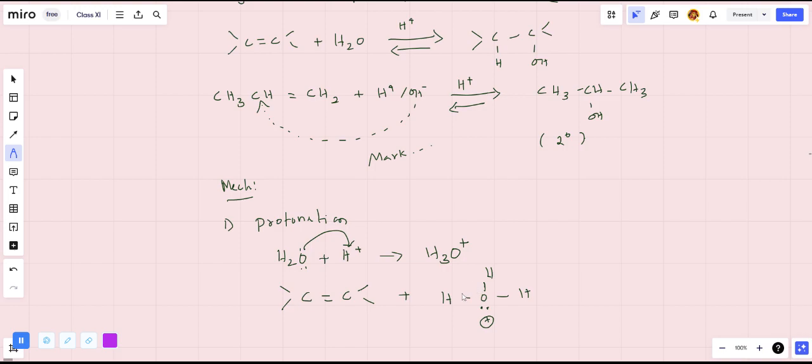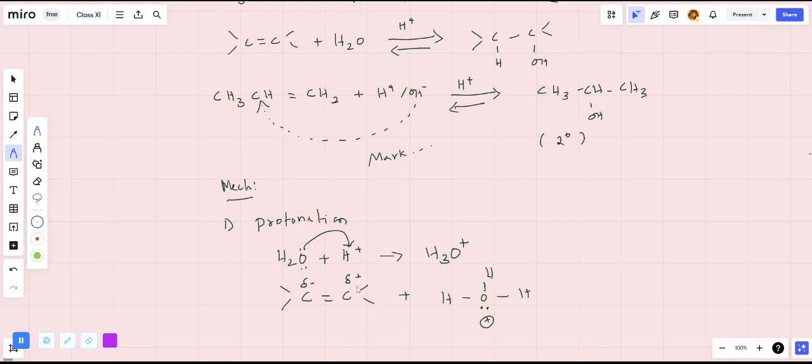Now what will happen? Due to electronegativity, both carbons have almost the same electronegativity, but any one carbon will become positive because of the polarity. Any one of them can be plus. Don't think that one particular carbon is positive or negative; it may be negative or it may be positive, either one. So now what will happen?